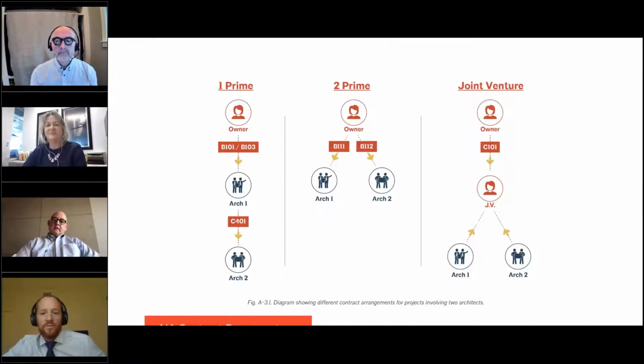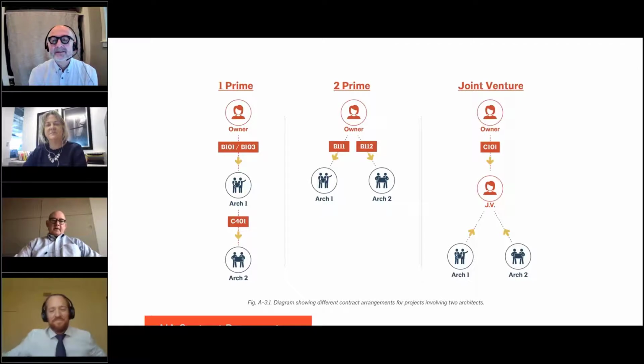Well, that's a good point, that if you're in option number 1 with a single prime, the first architect is taking on responsibility for the second architect's work in some ways as far as the coordination effort. And Wolf, what about you or Tracy? Do you have any preference as to either one of these structures? I think Tracy has a comment.